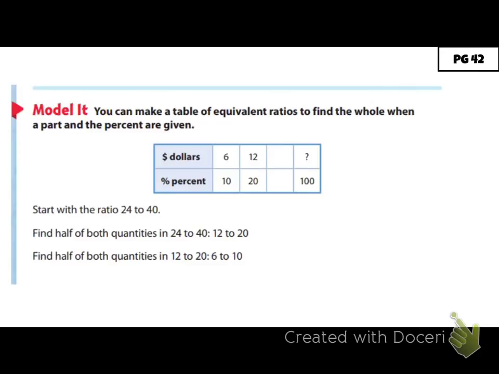Now check this out. Those blanks are actually filled in for you. So 6 to 10%, 12 to 20%, and they gave us 24 to 40, and that is what goes right here in those spaces, right? So how much money is he spending at 100%? That is what you need to figure out, and that's what we're going to figure out looking at the questions on the next page.